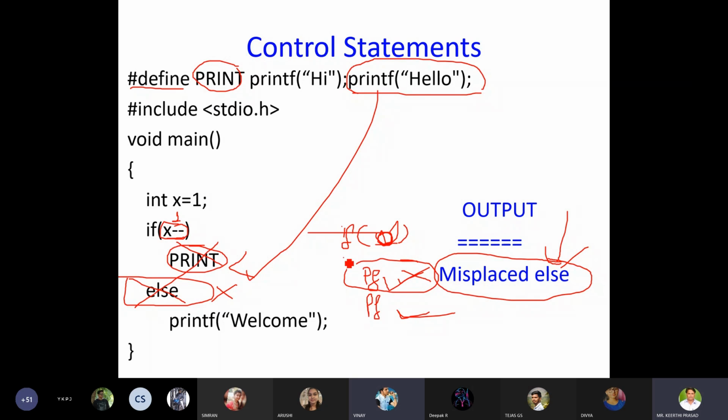Yes, sir. If you want both of these statements to be considered part of the if, place them in flower brackets. In that case, either both will execute or both will not execute, based on the condition. Hope it is clear.